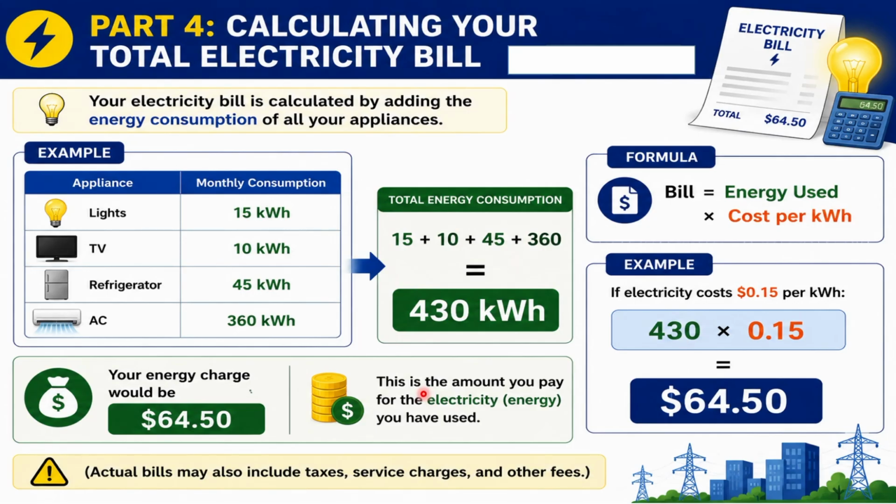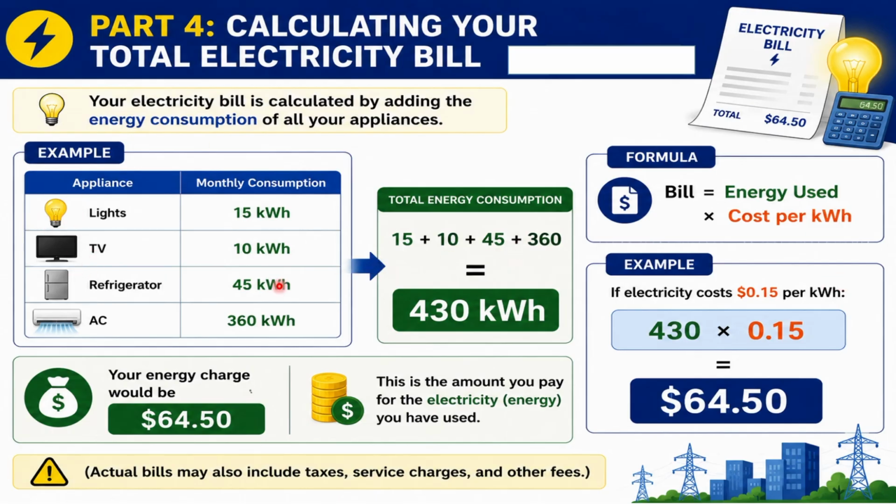So now this is a case where we have different appliances. Let's say we have a light whose monthly consumption is 15 kilowatt hour, a TV whose average monthly consumption is 10 kilowatt hour, a refrigerator whose average monthly energy consumption is 45 kilowatt hour, and an AC whose average monthly consumption is 360 kilowatt hour. Now we need to calculate the total energy that is consumed, and also we need to note that the electricity costs 15 cents per kilowatt hour, or $0.15 per kilowatt hour.